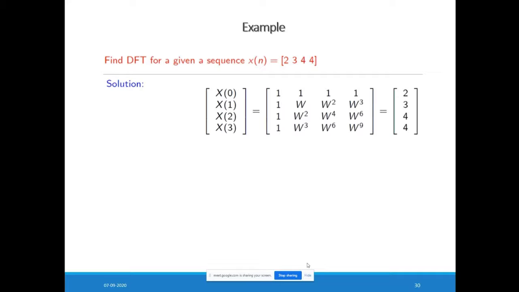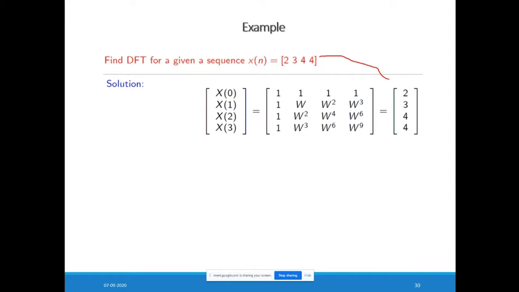So first step is we have to prepare the matrix formulation over here. As I told you, here it is a 4-point sequence, so we are getting the 4-point DFT. That is X of 0, X of 1, X of 2, X of 3. And here this is nothing but your given sequence.